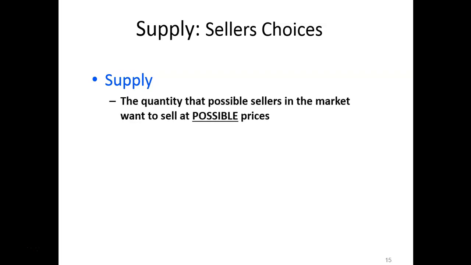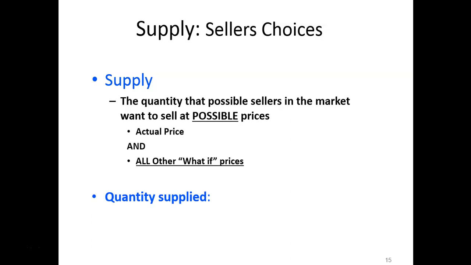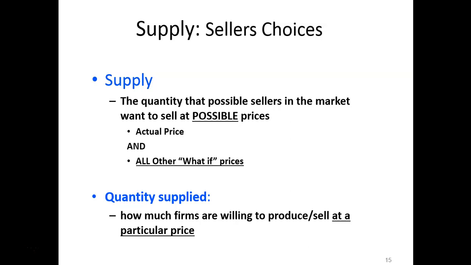So what is supply? Supply is the quantity that possible sellers in the market want to sell at all various possible prices. Again, just like demand, it's not just the price that actually exists in the market, but what if the price is higher? What if the price is lower? That changes their incentives. It changes the quantity supplied in the market. Just like quantity demanded, quantity supplied is how much the companies collectively are willing to produce slash sell at a particular price.